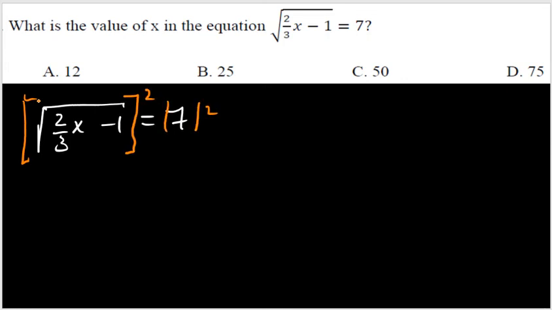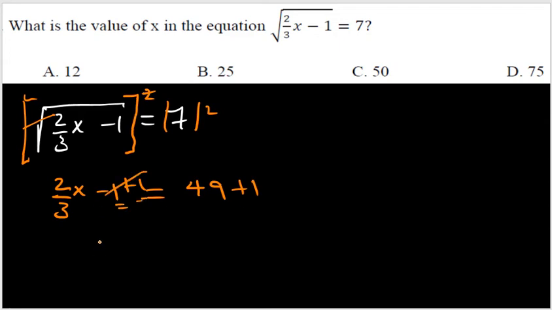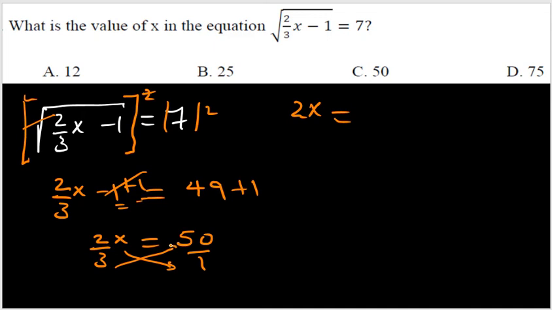When I square both sides, on the left hand side the radical will be cancelled out, and 2 over 3x minus 1 remains, and on the right hand side, 7 squared will be 49. And then I will add 1 to both sides, because negative 1 plus 1 is 0, and what remains? 2 over 3x remains. On the right side, we'll have 50. 50 means 50 over 1, and then I can multiply crisscross. 2x will be equal to 3 times 50, which is 150.